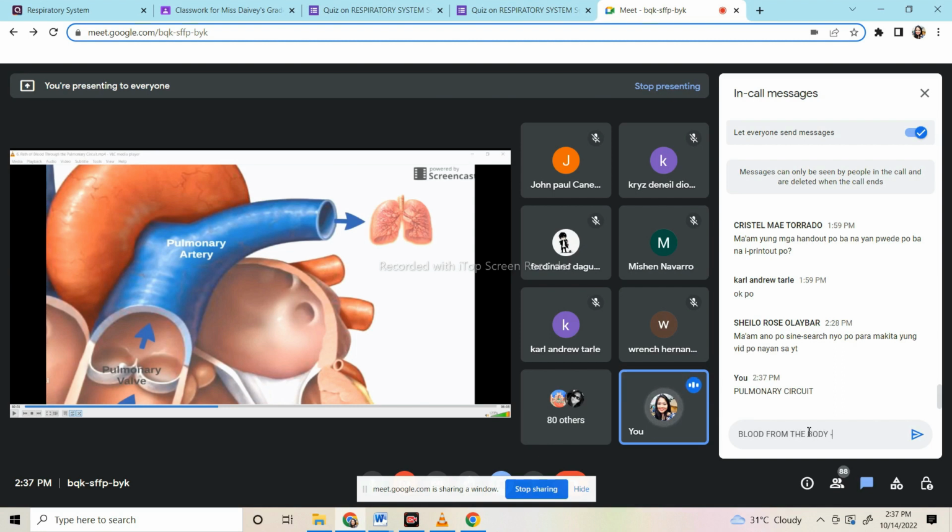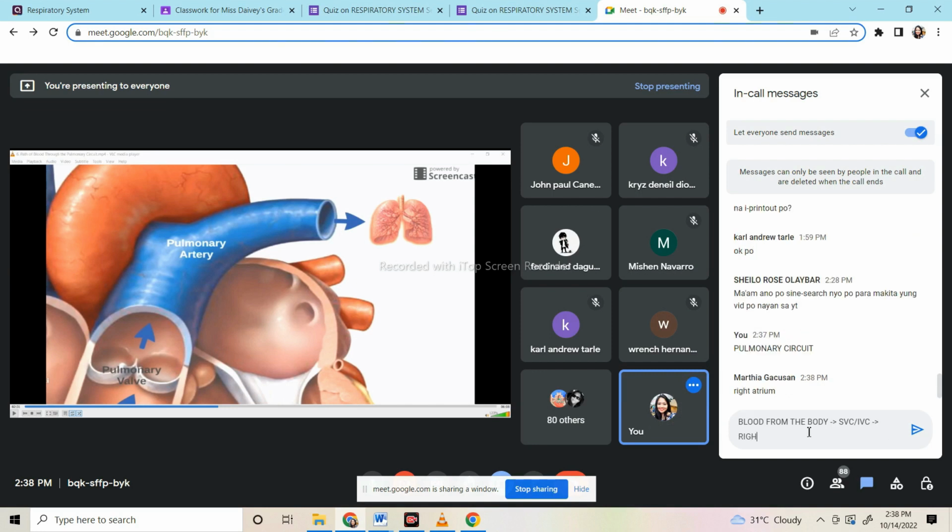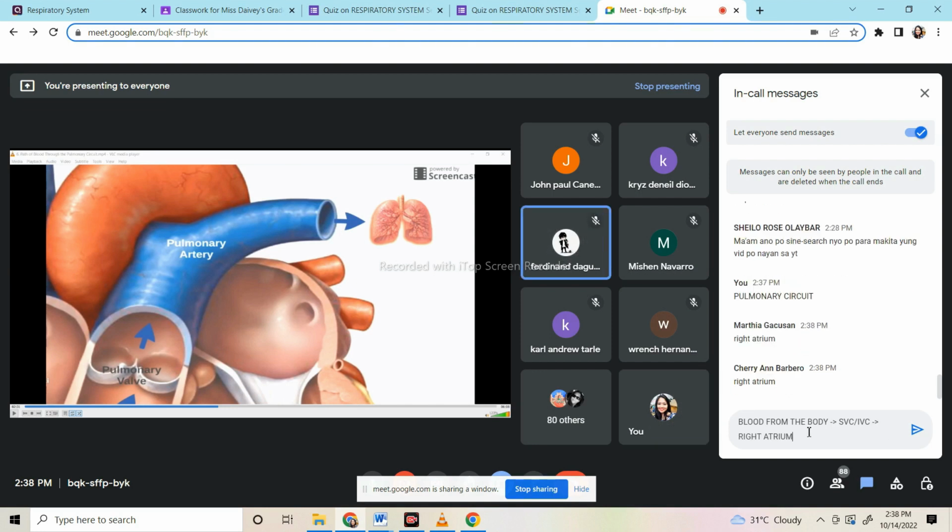Ano yung unang dadaanan? Vena cava po. Superior vena cava po. Tapos inferior vena cava. Very good. So, we have here SVC or IVC. SVC is superior vena cava, and then IVC, inferior vena cava. And then what's next? Right atrium. Very good. Right atrium. And then next?